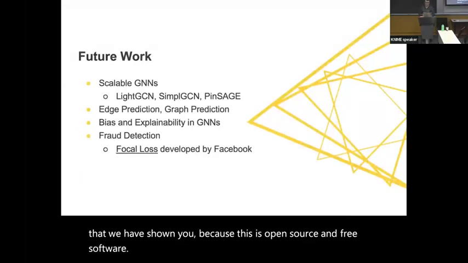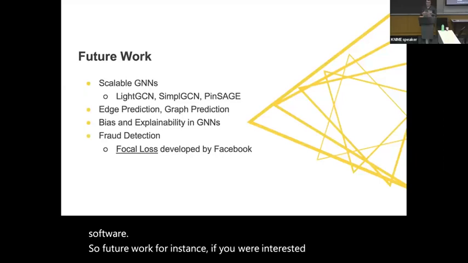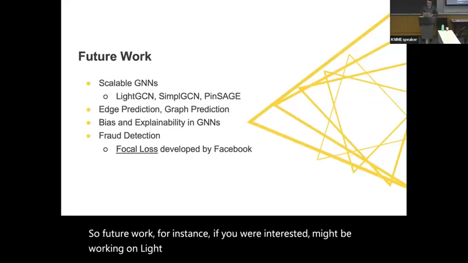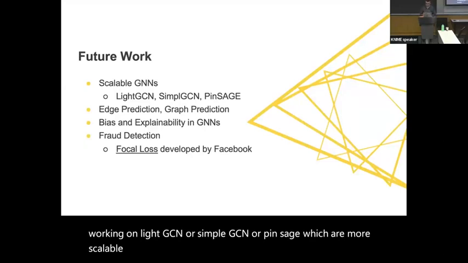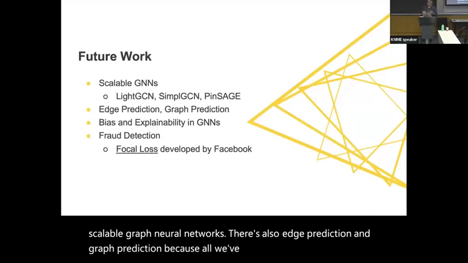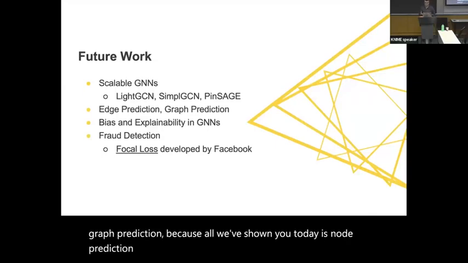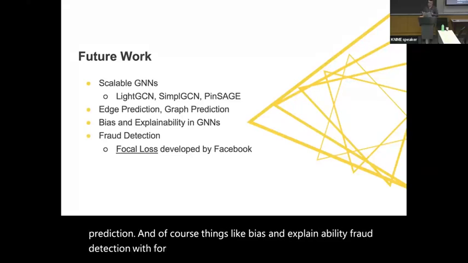So future work, for instance, if you were interested, might be working on LightGCN or SimpleGCN or PinSage, which are more scalable graph neural networks. There's also edge prediction and graph prediction, because all we've shown you today is node prediction. And of course, things like bias and explainability, fraud detection with, for instance, an interesting loss metric by Facebook.